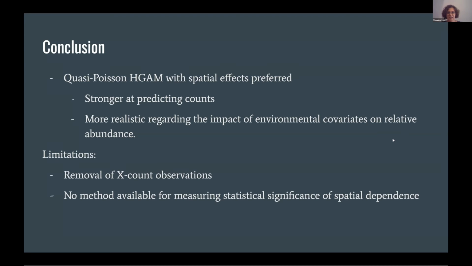There were a couple limitations in this research that could be addressed with future research. We had to remove X count observations that corresponded to checklists with presence only values. And we also did not have a method available for measuring the statistical significance of spatial dependence. Instead, we only had the CAR rho hat values able to measure the practical level of spatial dependence.